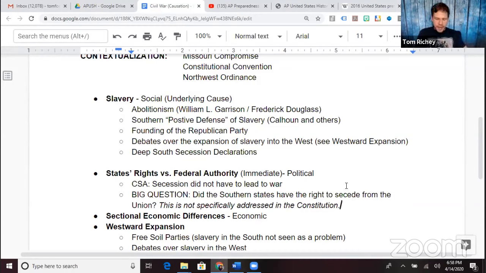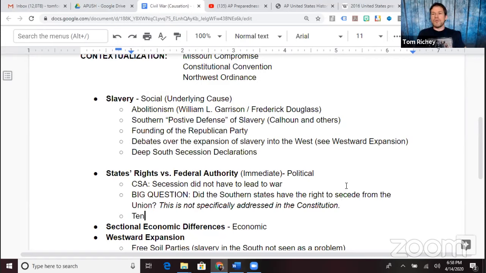They would say that if you think about this in terms of the 10th Amendment, whatever hasn't been given to the federal government or specifically denied to the states, the states retain that power. So if the Constitution doesn't say that a state can't secede, and it doesn't give the federal government the power to coerce a state, then the state has a right to secede.